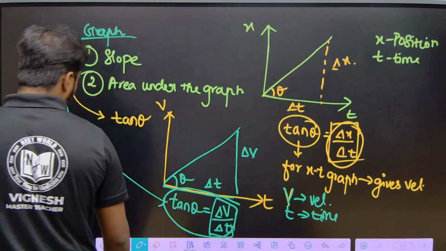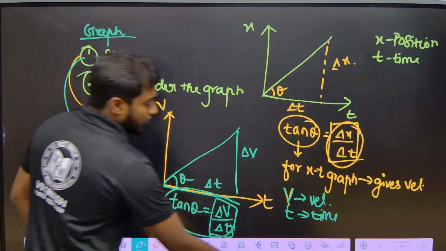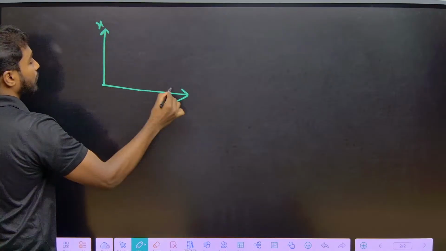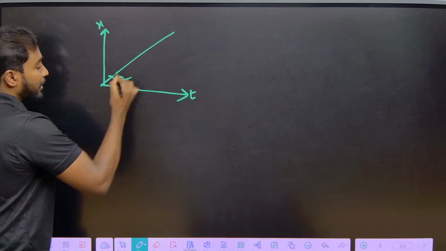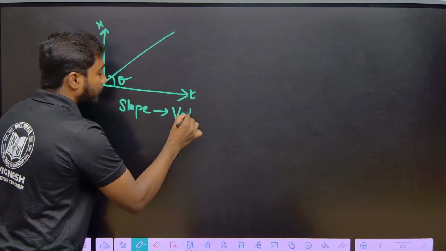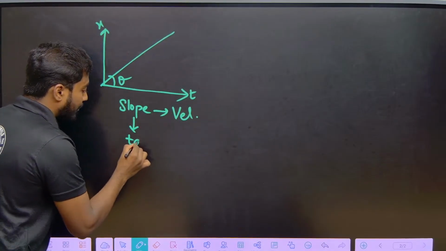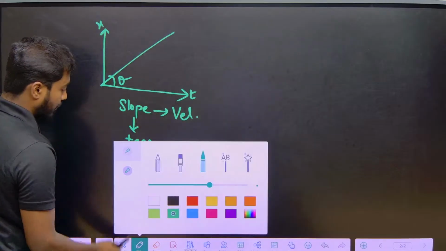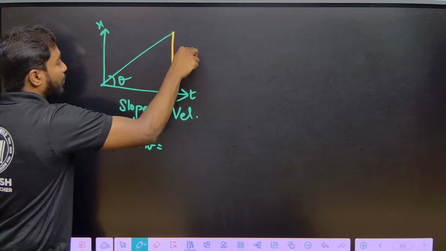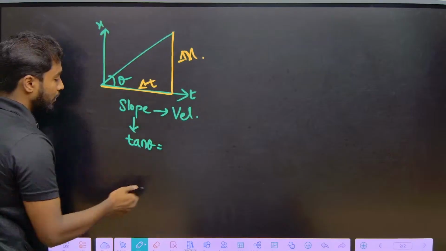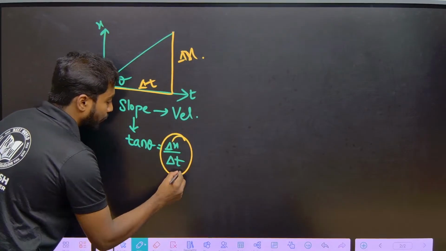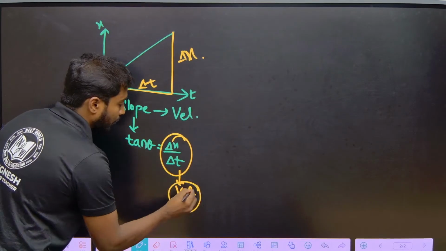So what we have learned here in the two graphs. I'll take a new page here. When I talk about x versus t, a slope is there, theta. So the slope for this graph gives velocity, right? That is, tan theta is equal to delta x by delta t. So del x by del t is nothing but velocity. That's what we have got here.